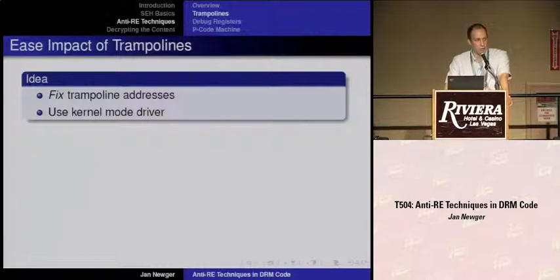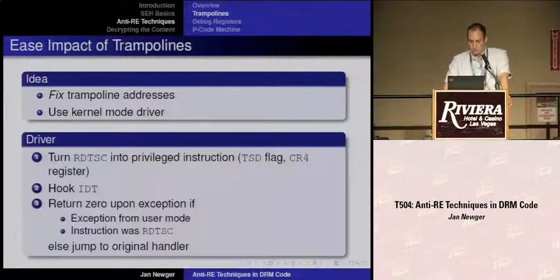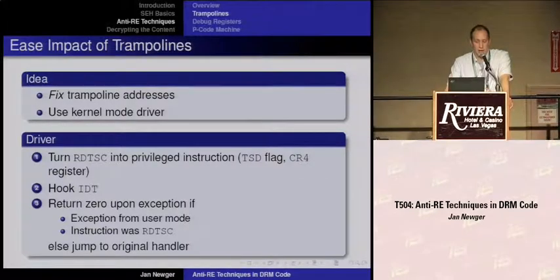Okay, so how can we actually ease the impact of the trampoline mechanism? An idea would be to fix the trampoline addresses in memory. We can do this by writing a kernel mode driver. This driver would turn our RDTSC instruction into a privileged instruction by setting the timestamp disable flag in CR4. This means whenever this instruction is executed in user mode, a general protection fault is raised.